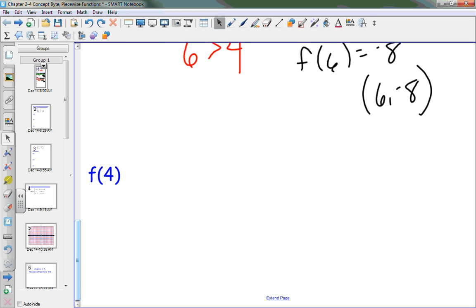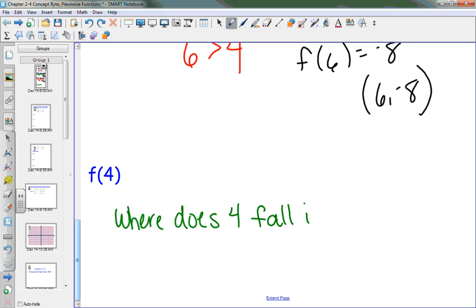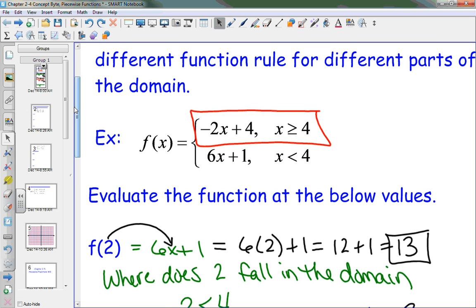Last one, f at 4. What's the question we asked? Where does 4 fall in the domain? Well, 4 is going to be equal to 4. So which one of these, in the original problem, allows it to be 4? Well, if we're looking at this, this one says x is greater than or equal to 4, and the bottom one says x is less than 4. So the one I have to use is going to be the top one, which is negative 2x plus 4.